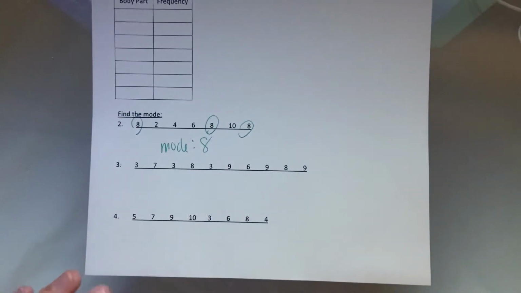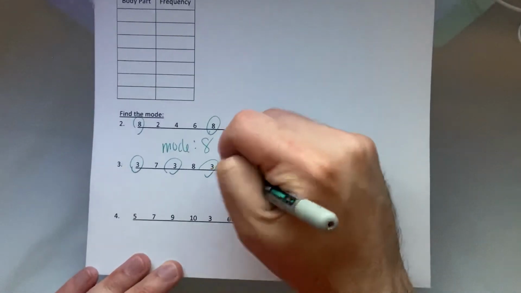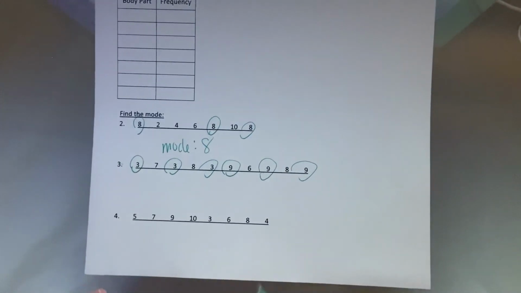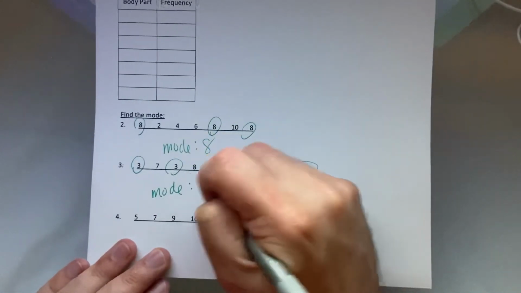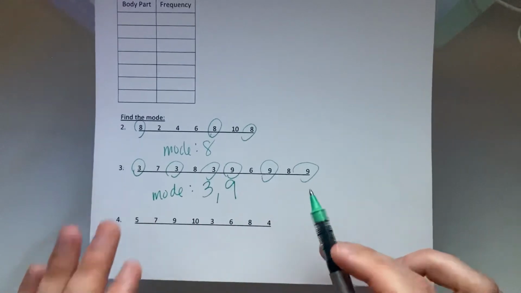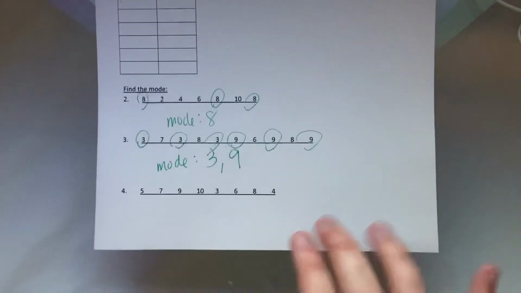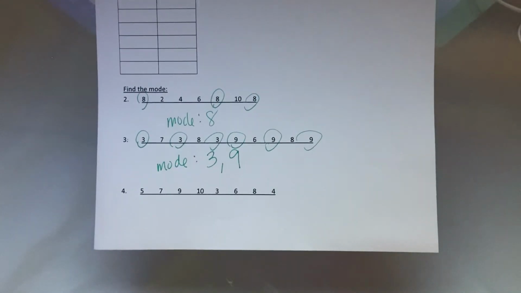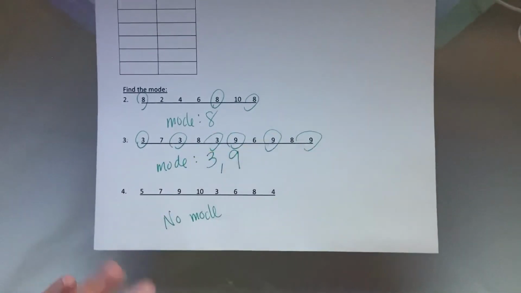Looking at the second set, 3, 7, 3, 8, 3, 9, 6, 9, 8, 9. So we've got 3 3s, we've got 3 9s, only 2 8s. Since 8 doesn't show up as much as 3 and 9, the mode is 3 and 9 because they both show up the most. You don't care about anything that comes in second. And lastly, 5, 7, 9, 10, 3, 6, 8, 4. None of those show up more than any other numbers, which means there is no mode. And that is all for 3.1.